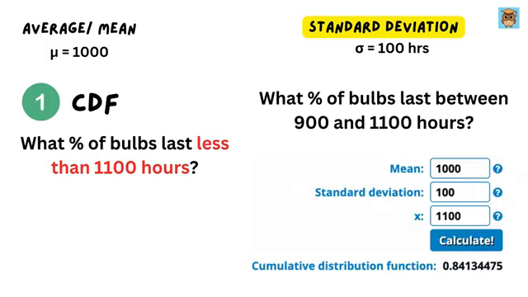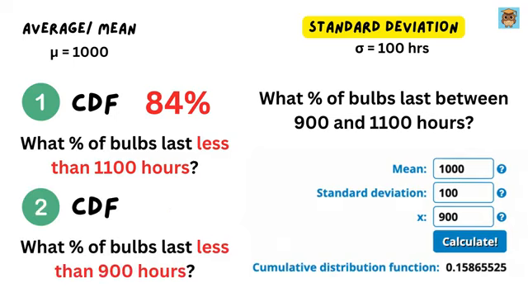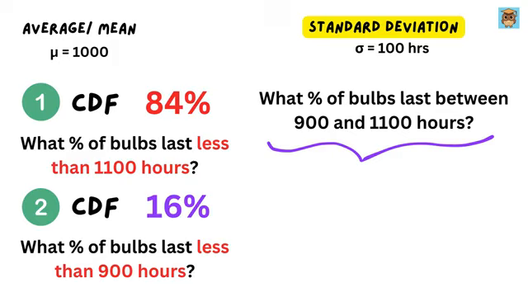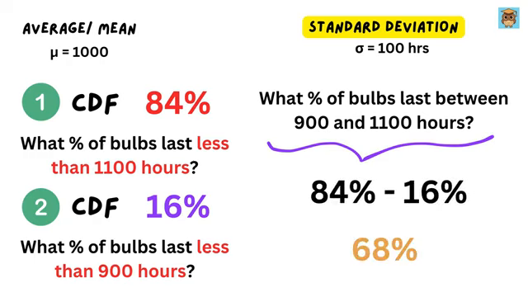For 1,100 hours, we use a statistics table or calculator to find the CDF of a normal distribution. We get this as approximately 84%. Using the same method, the CDF tells us that about 16% of bulbs last less than 900 hours. Therefore, to get the percentage of bulbs that last between these two values, we subtract 84% minus 16% equals 68%. So, 68% of the bulbs last between 900 and 1,100 hours.